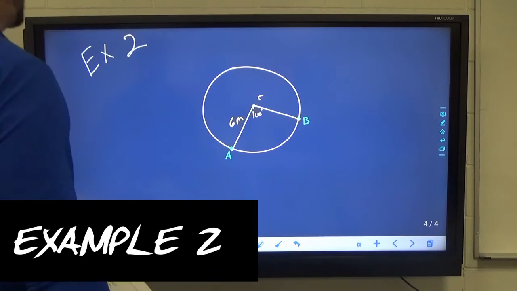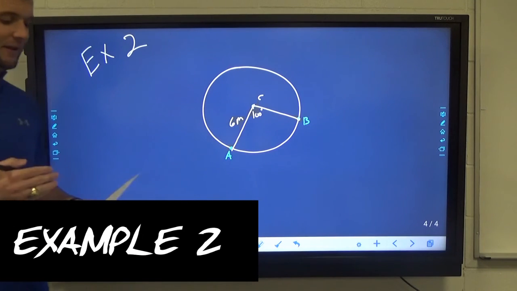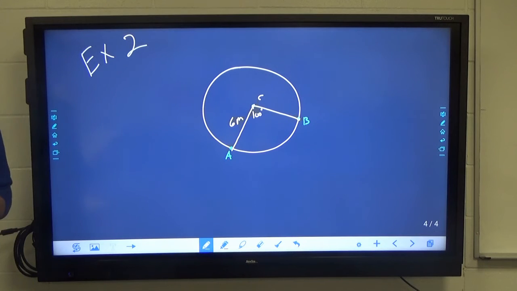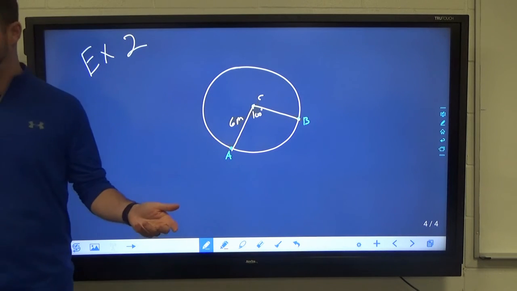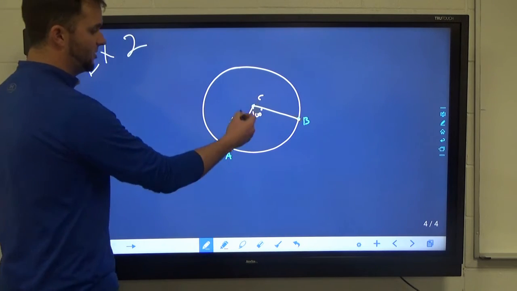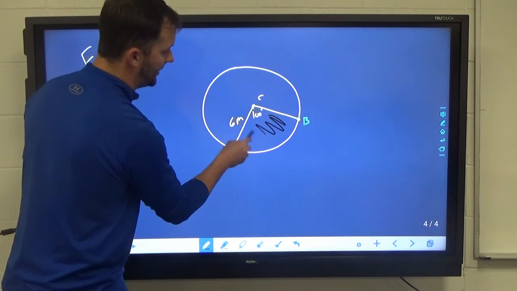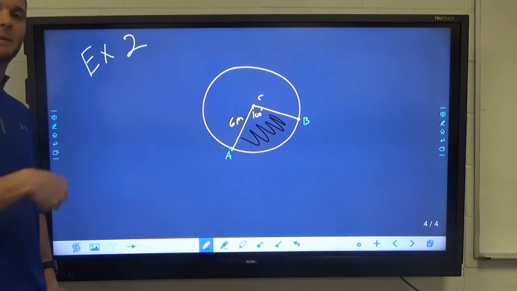Okay, so all right, lastly on example number 2, it says here we need to find the area of the sector ACB. Leave your answer in terms of pi. So we're leaving the answer in terms of pi. So here we go. So I need to find the sector area of ACB. So that means this whole area right here is what I'm finding. I'm finding that piece of the pie.